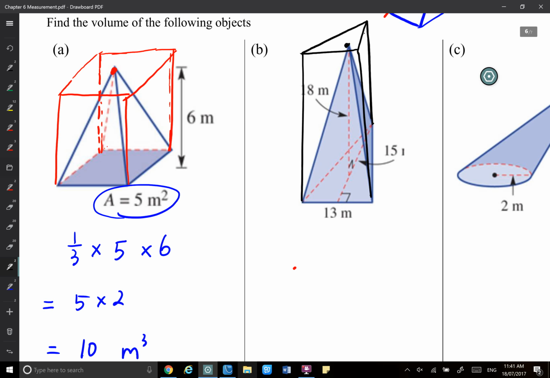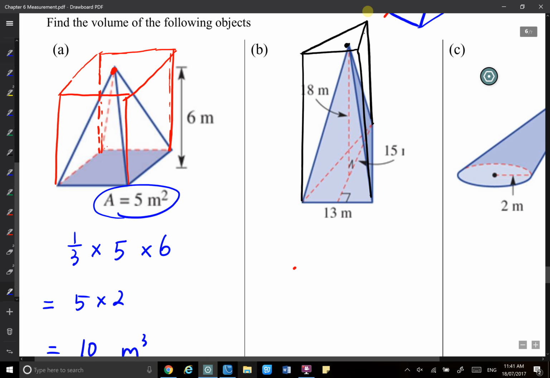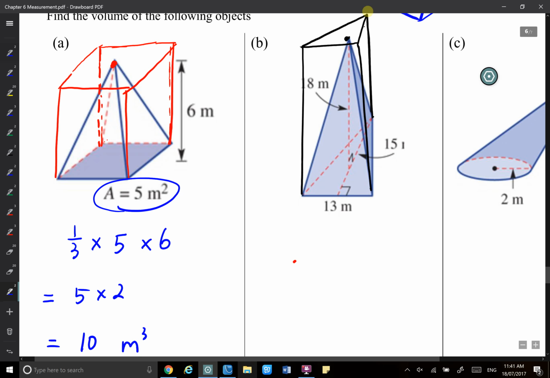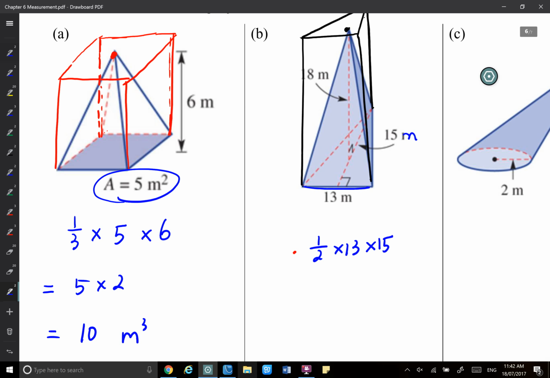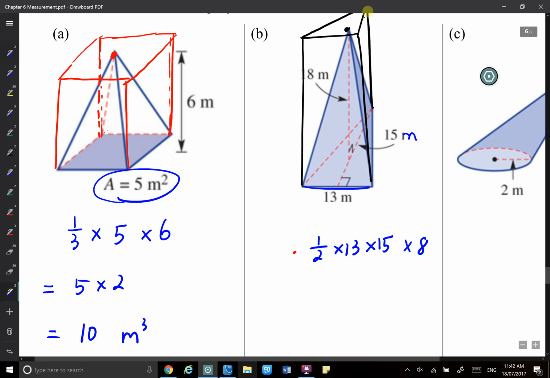So if it's a triangular prism, I will calculate the base of this triangle first. Well, my graph is quite bad. Let's look at the base. The base has 13 for this length and 15 for this height. So it's a half times 13 times 15 meters, which is the area of the base triangle. And times that by 8, which is the height.